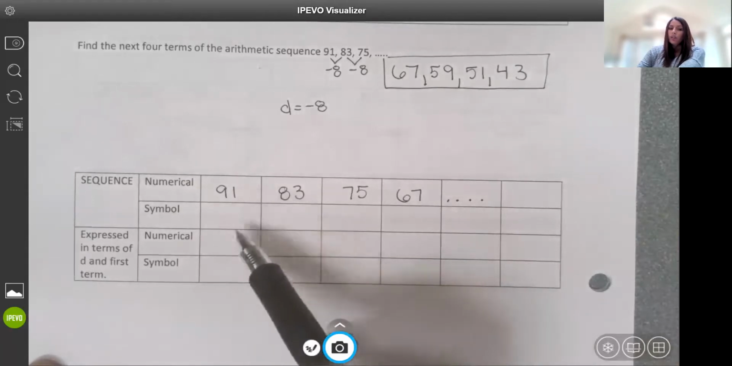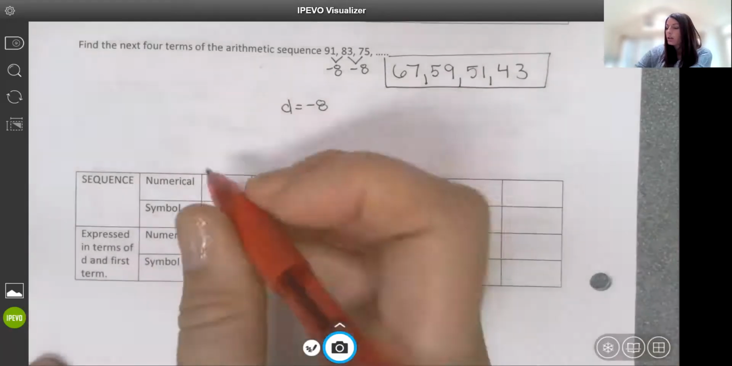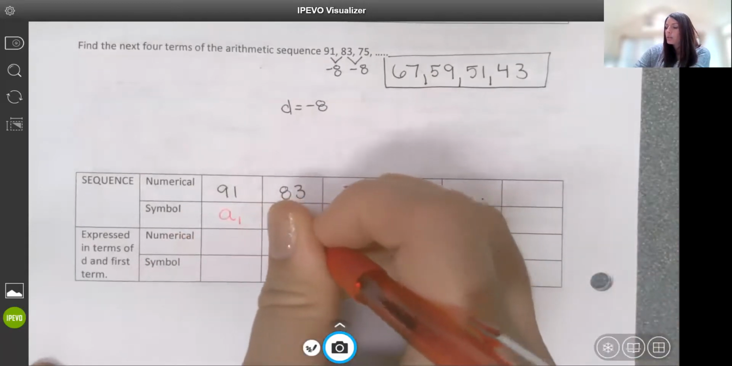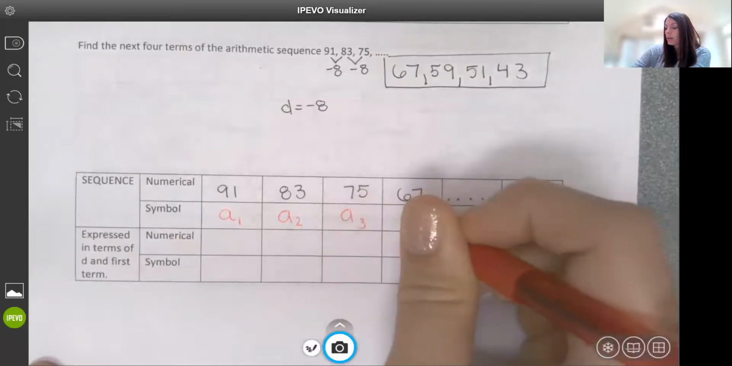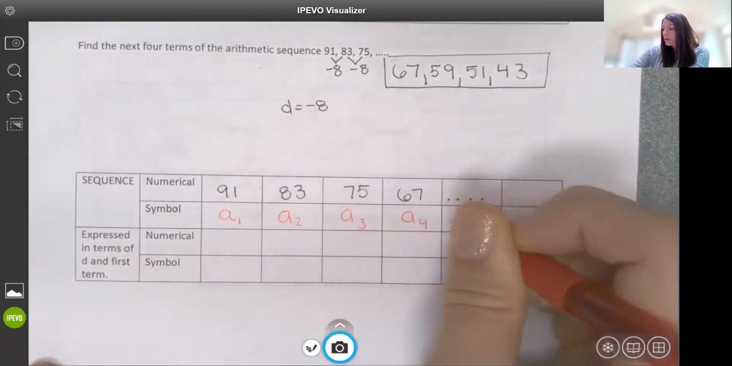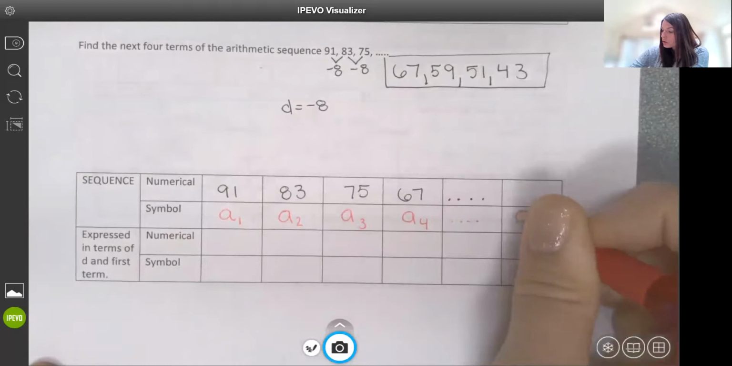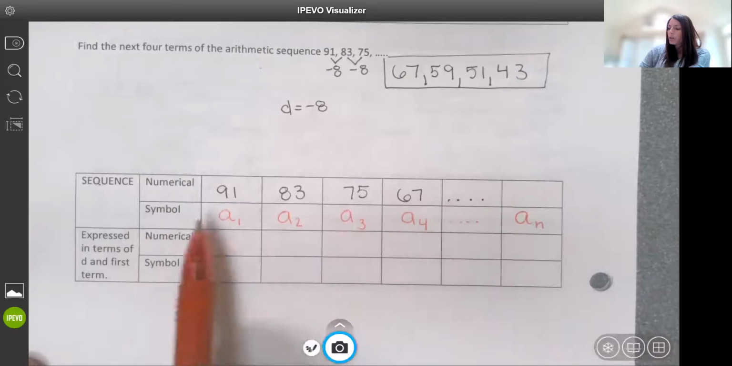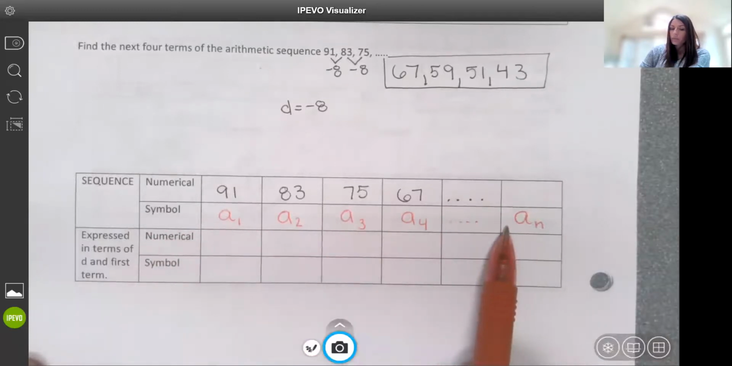Now, for notation or for a symbol here, 91 we will call A sub 1, 83 A sub 2, this is A sub 3, A sub 4, and then so on. We could have an nth number term. We could have a 50th term or 1000th term. We can put in any number for n here, and n would be the number of the term in that sequence. Okay. So there's my sequence from above. Here's the symbols for it.